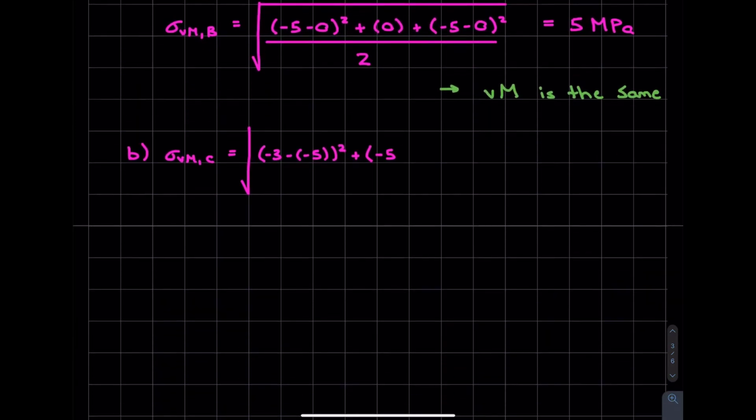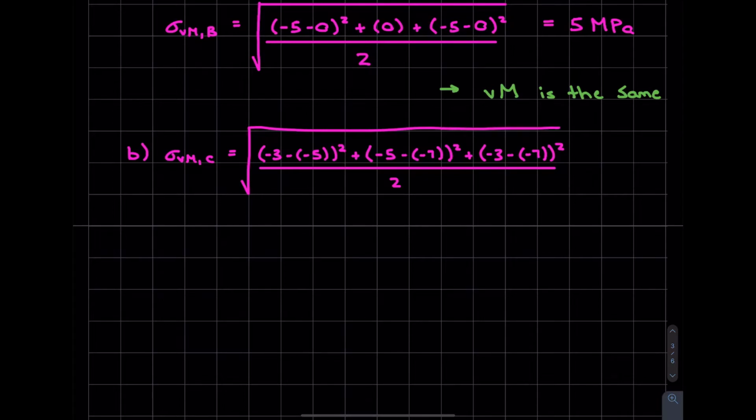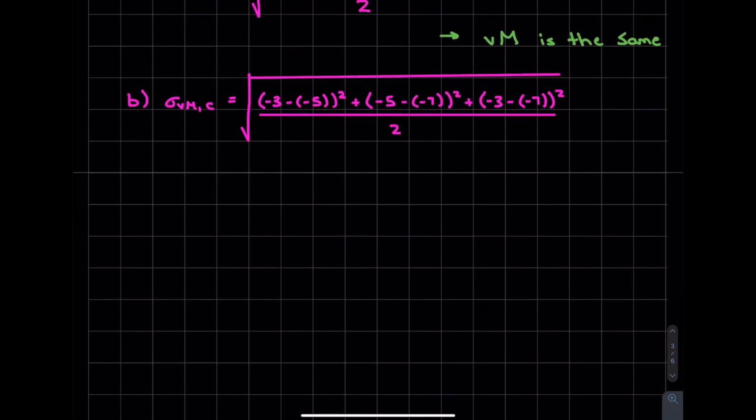So I'm going to come down here. Negative 5 minus negative 7, this will be squared. Plus sigma 1,1, which we know is negative 3, minus sigma 3,3, which we know is negative 7, squared. And we're going to divide all this by 2. The reason why I don't include the shear terms is because this is getting a little bit long, so I'm just going to include it on the next part. So plus dot, dot, dot. And continuing on here, dot, dot, dot.